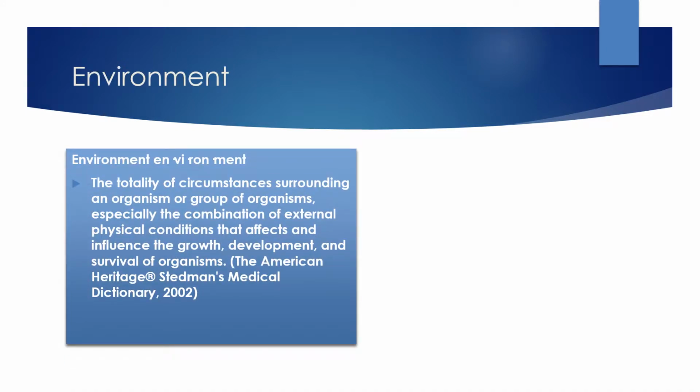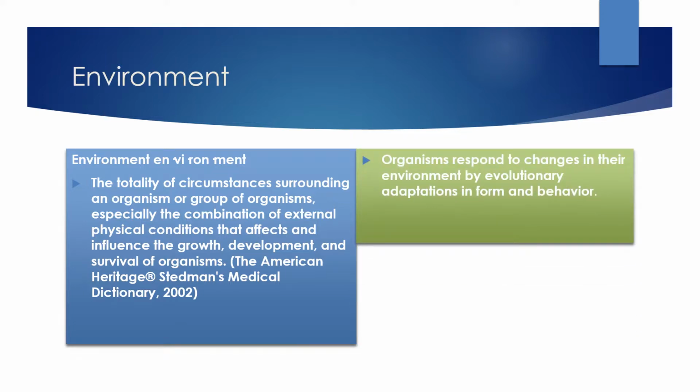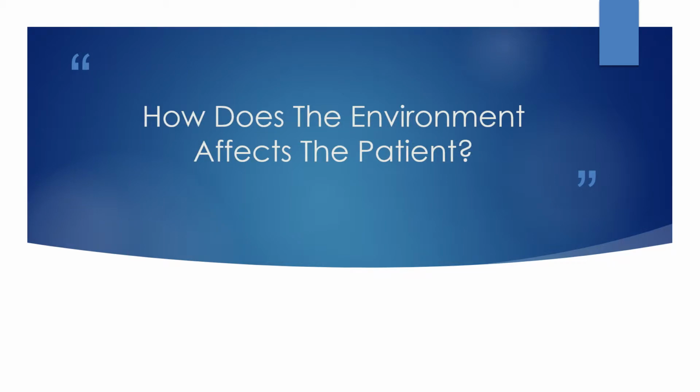I wanted to start by defining what is environment. Environment can be defined as the totality of circumstances surrounding an organism or group of organisms, especially the combination of external physical conditions that affects and influence the growth, development, and survival of organisms. We can also say that organisms respond to changes in their environment by evolutionary adaptations in form and behavior. How does the environment affect the patient?